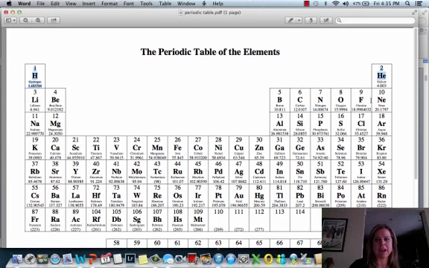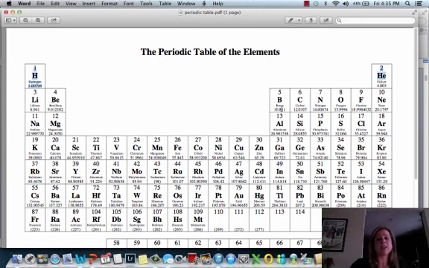Let's look at all of these boxes. They all look the same, right? Except they've got different components. They have the same basic parts. So this big number at the top is going to be what's called the atomic number. Then this is called the symbol. Then you've got the name of the element, and at the bottom, that's the atomic mass.